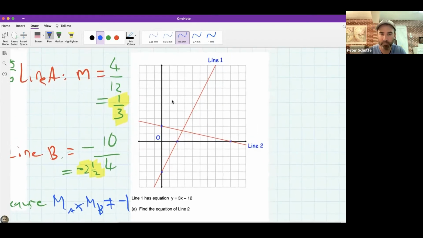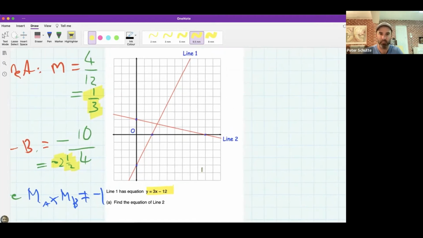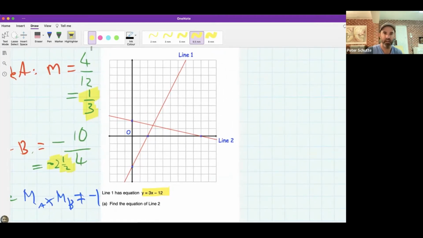Before we even worry about perpendicular, let's go back to the skills from earlier in the section. For line 1, they give us the equation y equals 3x minus 12. So that's given. Can you guys find the equation of line 2? Now, for line 2, they give you 2 points. You can read off what those 2 points are. Can you find me the equation of line 2? And that's all I want you to do now.